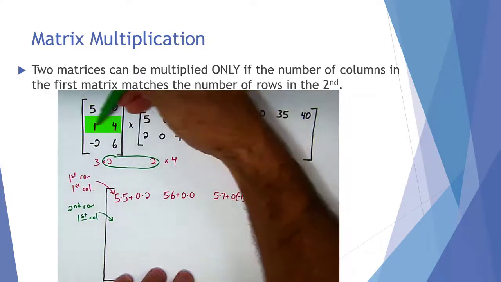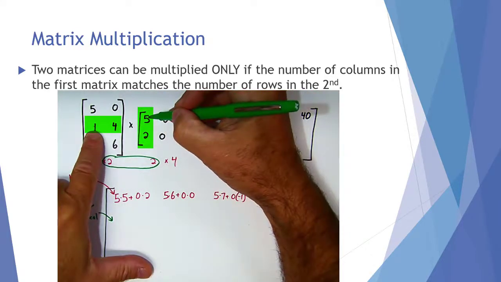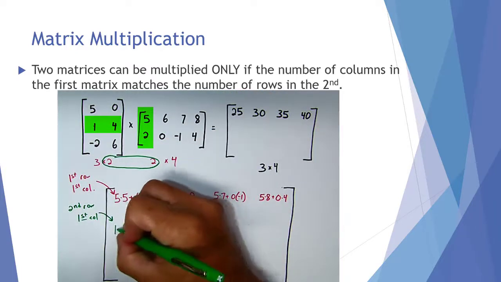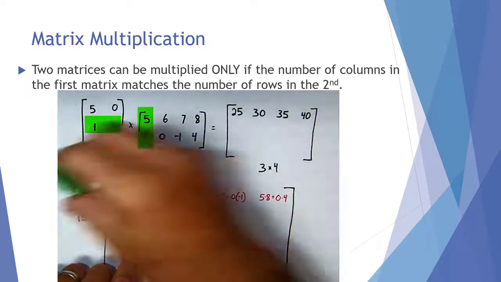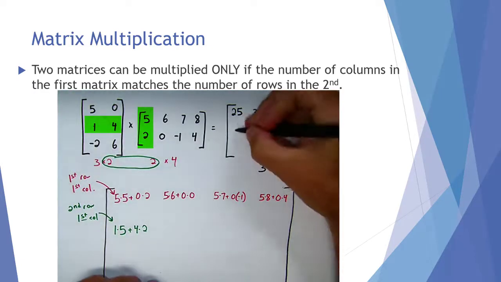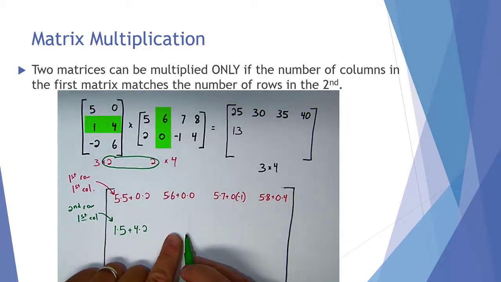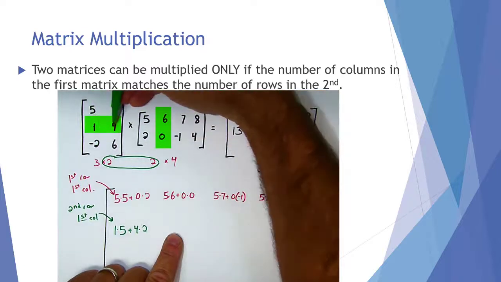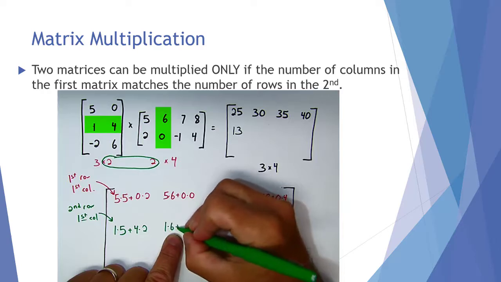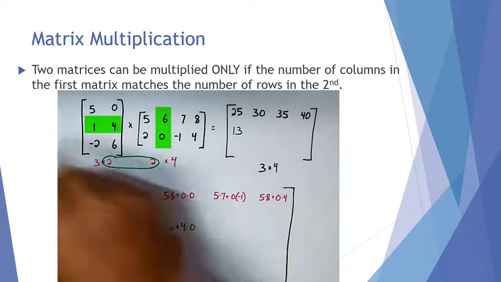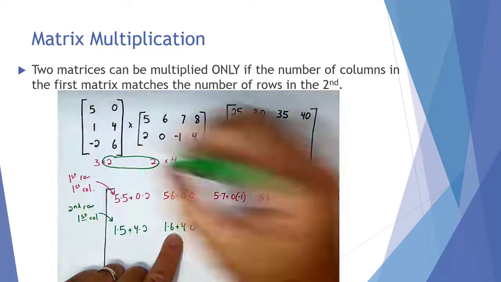So I'm going to take the second row here and dot product that with the first column here. So that's going to be 1 times 5 plus 4 times 2, which is 5 plus 8. Our entry there is 13. Next position will be second row, second column. So I want to combine the second row with the second column. That's going to be 1 times 6 plus 4 times 0, which is, of course, 6 plus 0. That entry is 6.